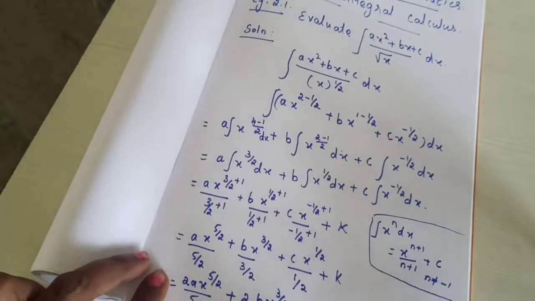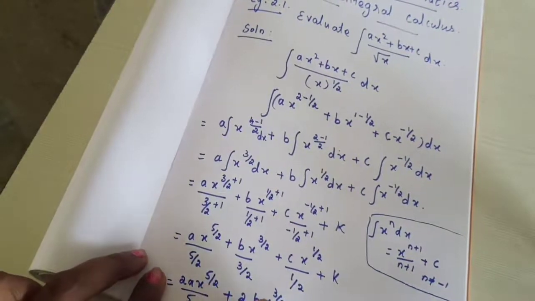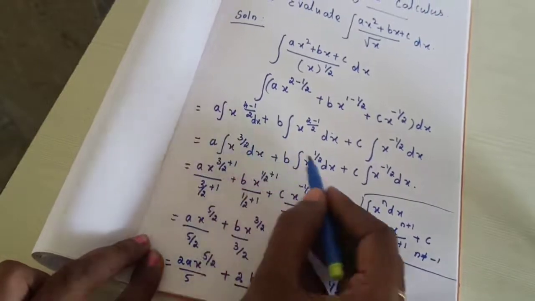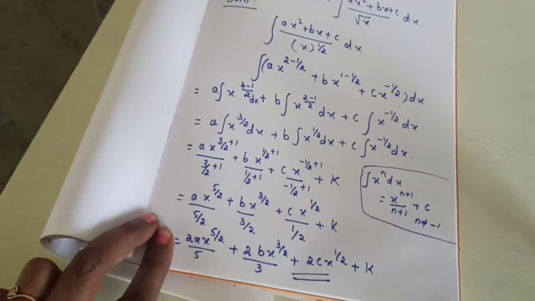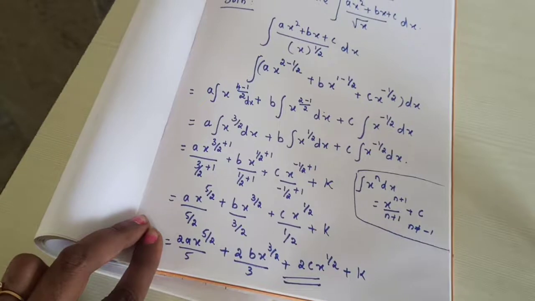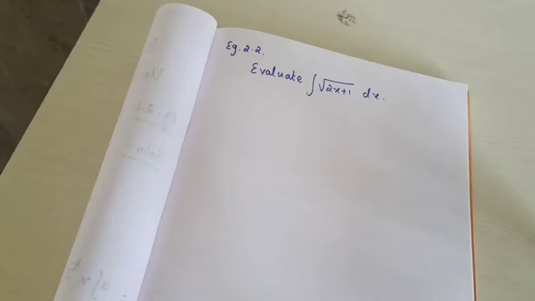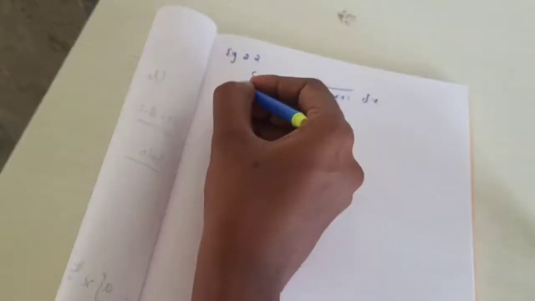So what's the formula here we are using? Integral of x power n dx. So when you are integrating, you need to put one constant of integration. Understand? Just you are substituting the n values into the respective steps. This is example 2.1. I hope you understand. Let's move to the next question. Example 2.2. Listen here students.